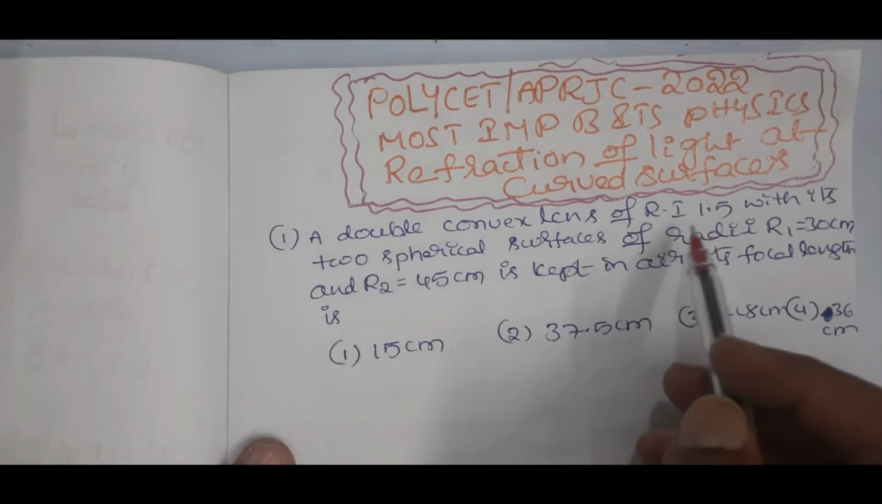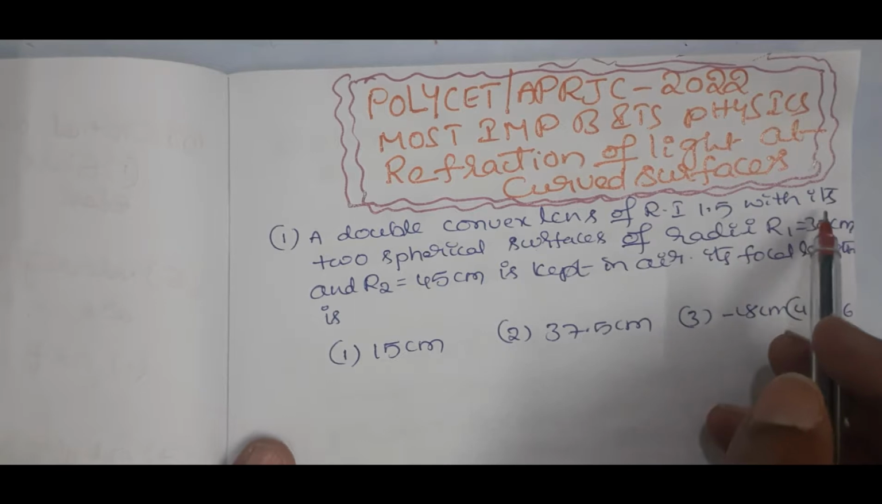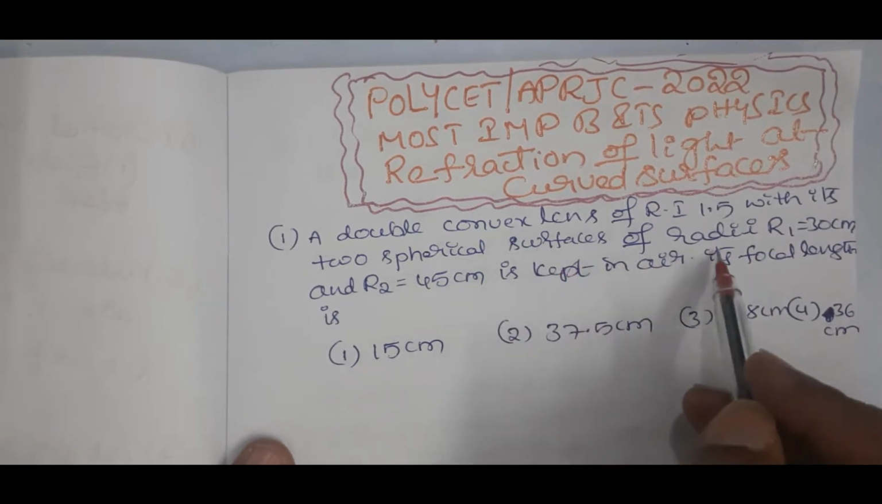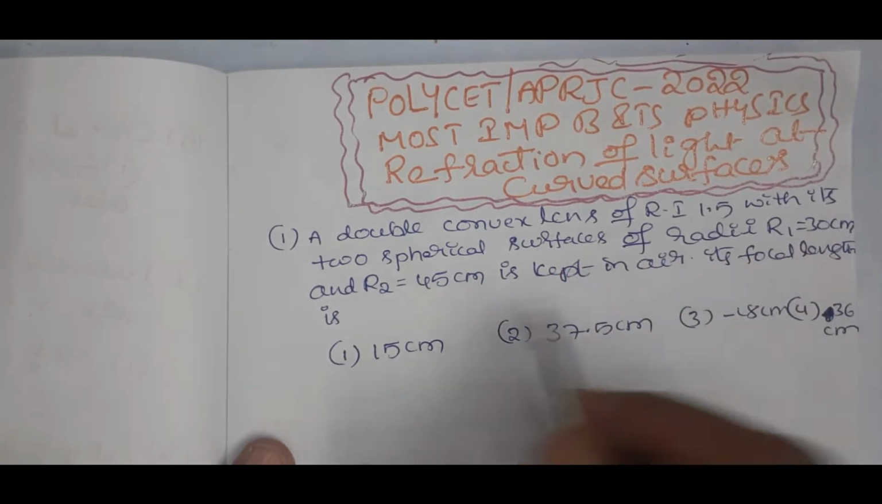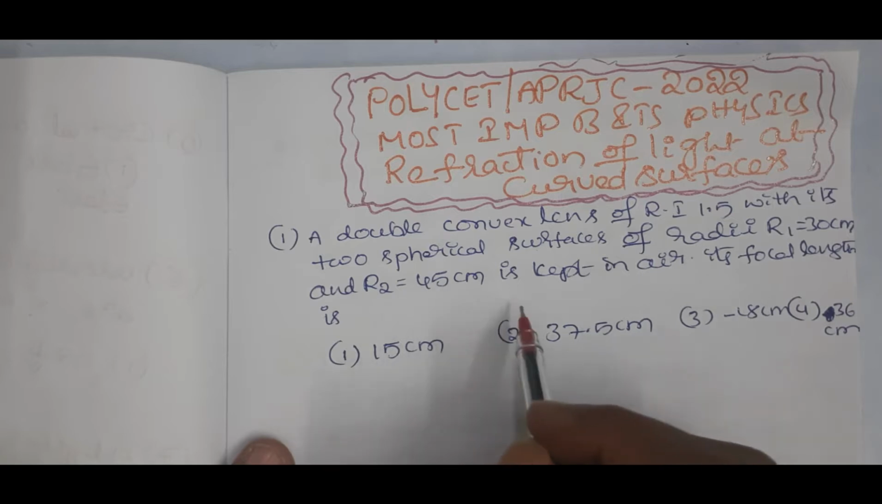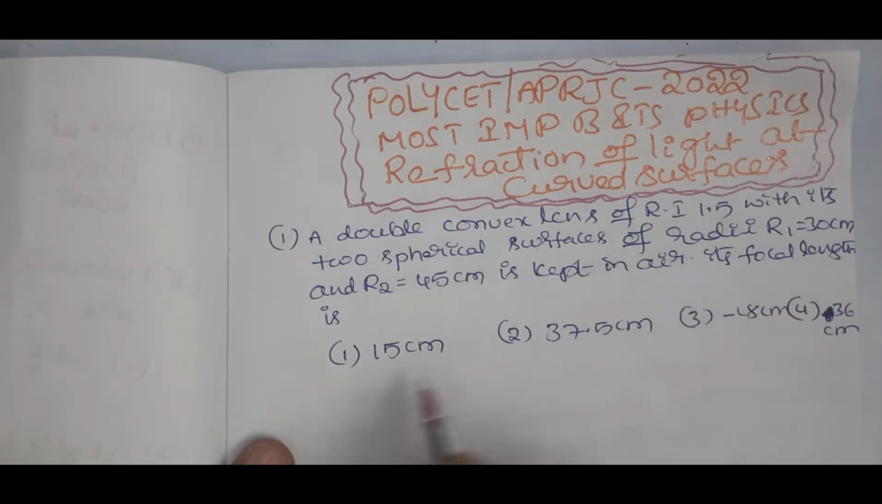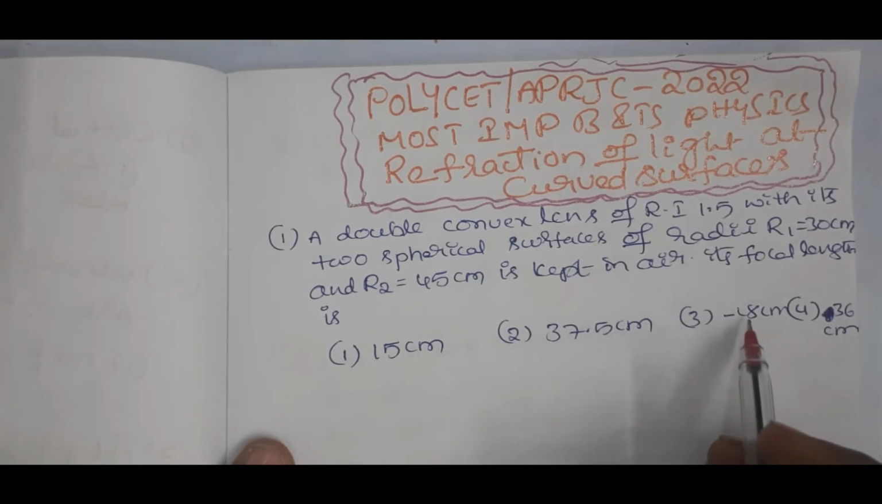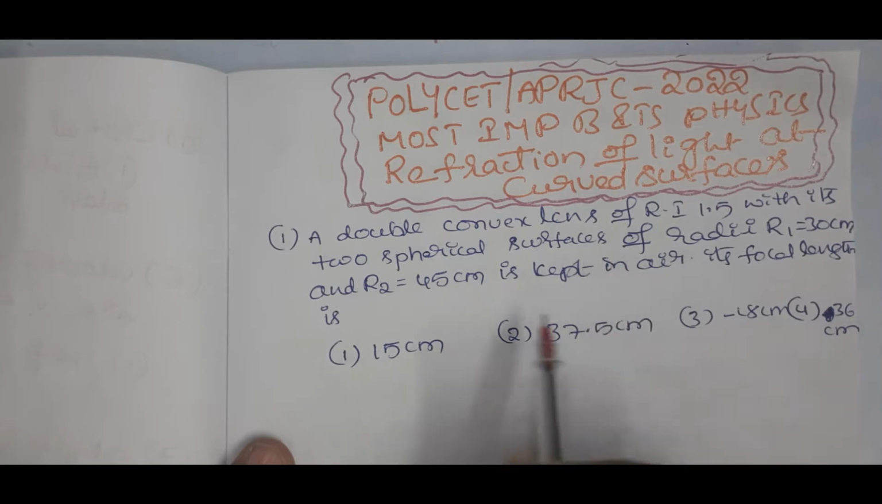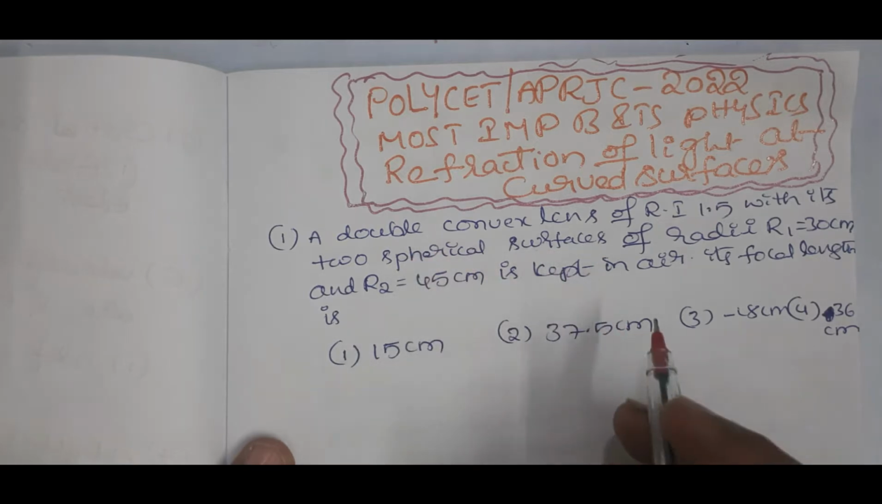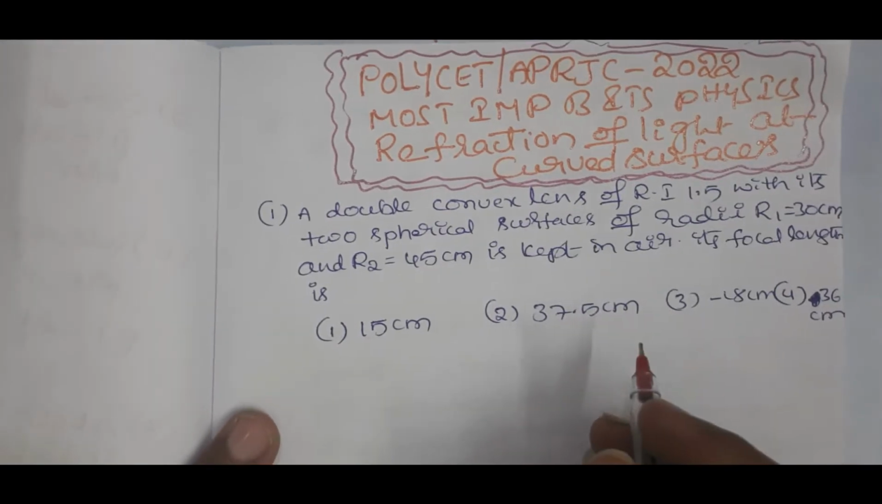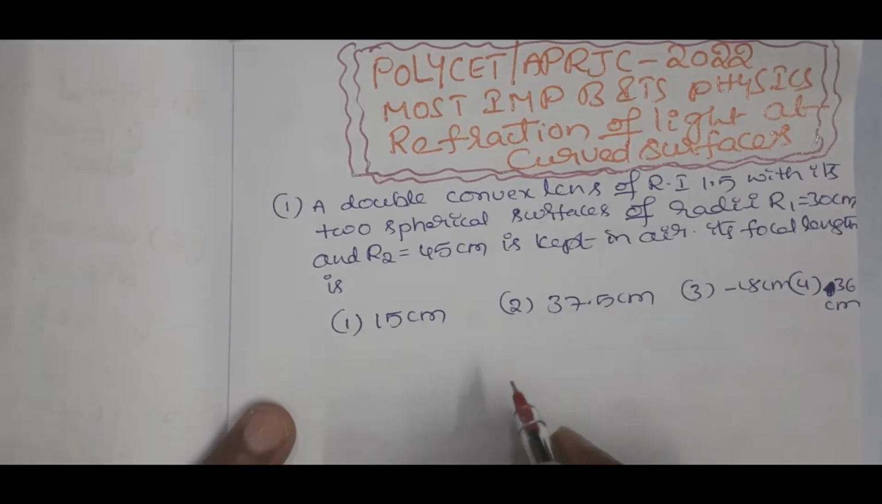A double convex lens of refractive index 1.5, with its two spherical surfaces of radius r1 30 cm and r2 45 cm, is kept in the medium air. What is its focal length? The options are 15 cm, 37.5 cm, minus 8 cm, 36 cm. The lens is a double convex lens, students. Now we explain the solution.